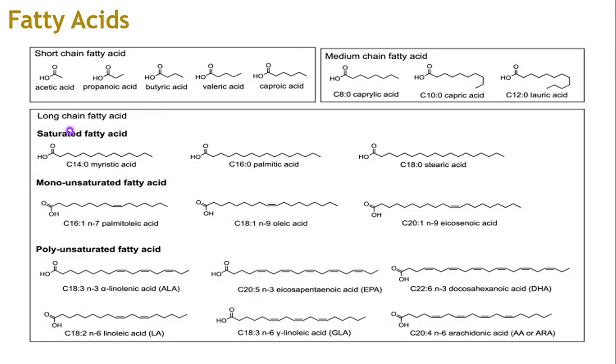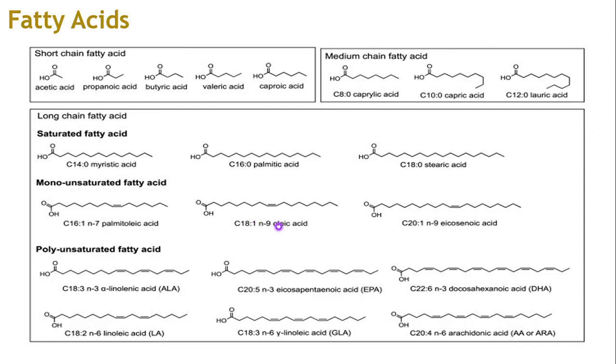Now let's talk about the long chain fatty acids. Saturated fatty acids, like I said earlier, contain no double bond. This one contains 14 carbons, colon 0. 16 carbons, colon 0, is palmitic acid. 18 carbons is stearic acid. Now let's look at the monounsaturated fatty acids. Mono means one. So if an unsaturated fatty acid contains only one double bond, we classify it as a monounsaturated fatty acid.